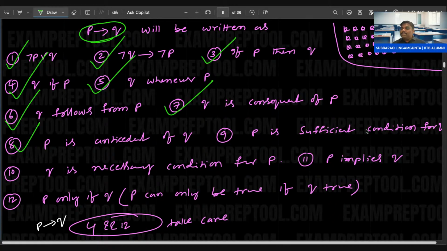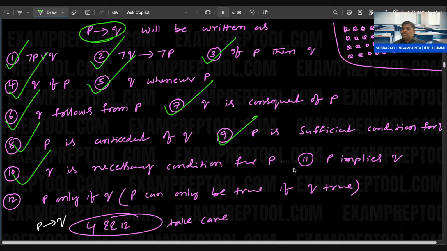Next one, P is a sufficient condition for Q, but Q is the necessary condition. These are very, very important things. P is the sufficient condition: P true or false, it's okay. That is the reason it is a sufficient condition. But Q is necessary. Why is Q necessary? If P is true, Q should be true. Otherwise, it will become false. Q is the necessary condition, but P is the sufficient condition.